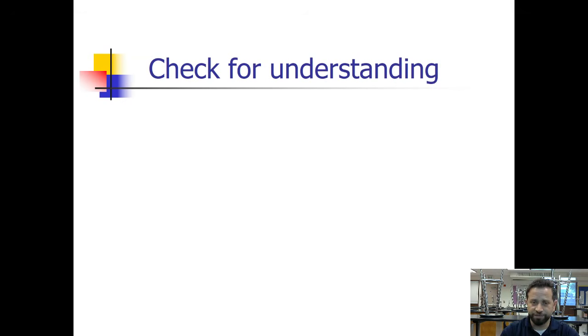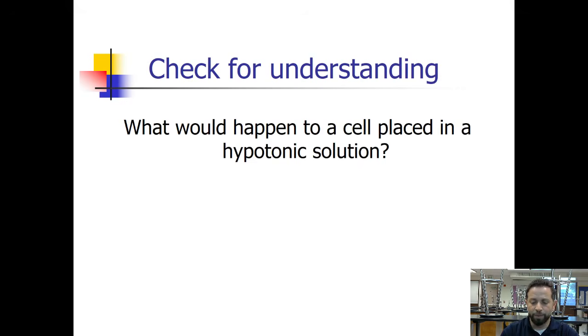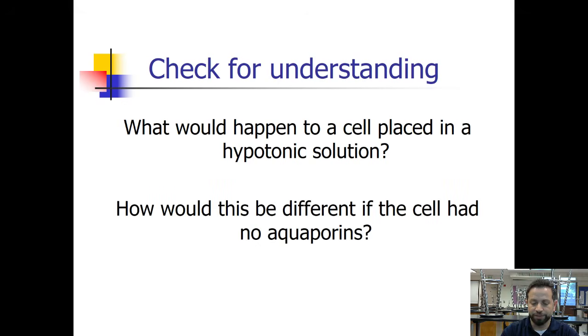Okay, here's another check for understanding, another CFU. What would happen to a cell placed in a hypotonic solution? How would this be different if the cell had no aquaporins? And in class, we can work with specific numbers.